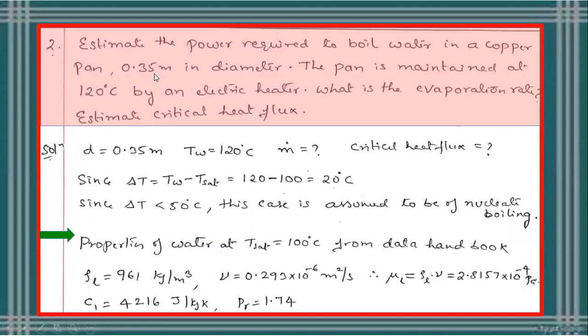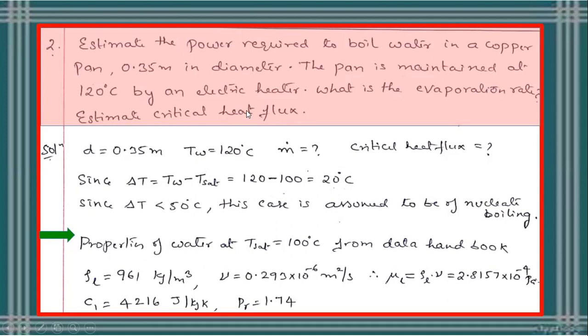Similarly, we'll go to the next problem. Here, estimate the power required to boil water in a copper pan 0.35 meter in diameter. So the diameter of the pan is given and it is a copper pan. The pan is maintained at 120 degrees centigrade by an electrical heater. So the pan temperature, that is the wall or surface temperature, is 120 degrees centigrade. What is the rate of evaporation? That means you need to find the mass flow rate.